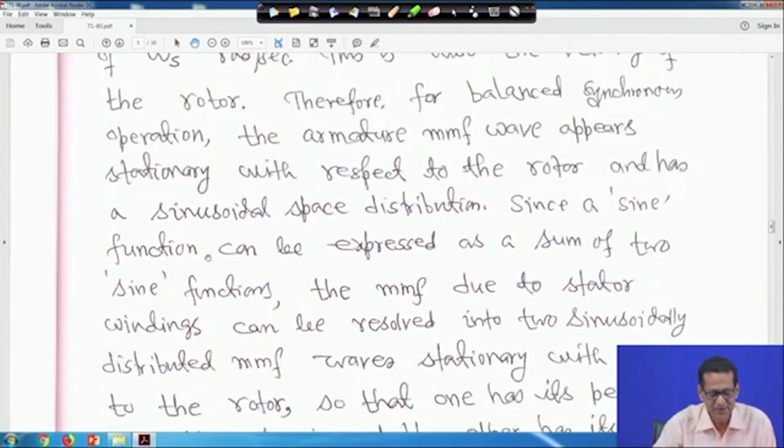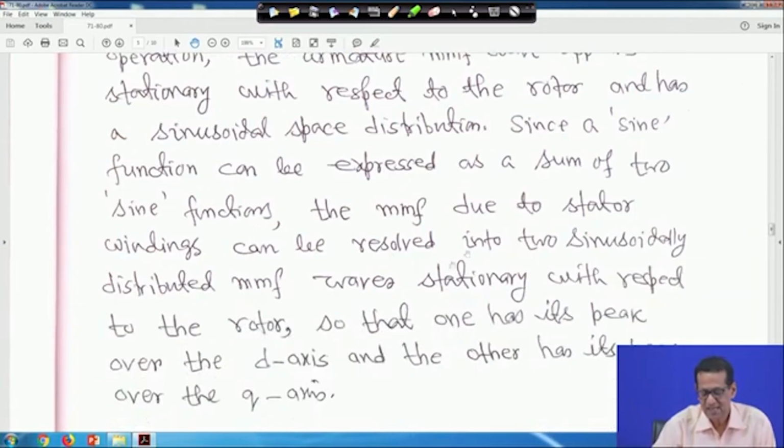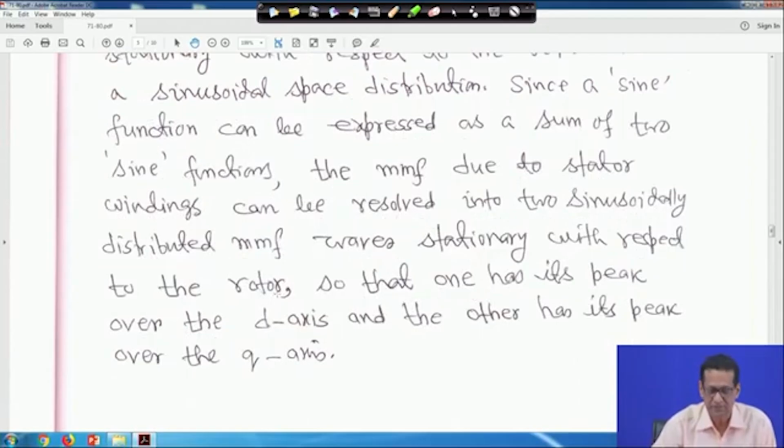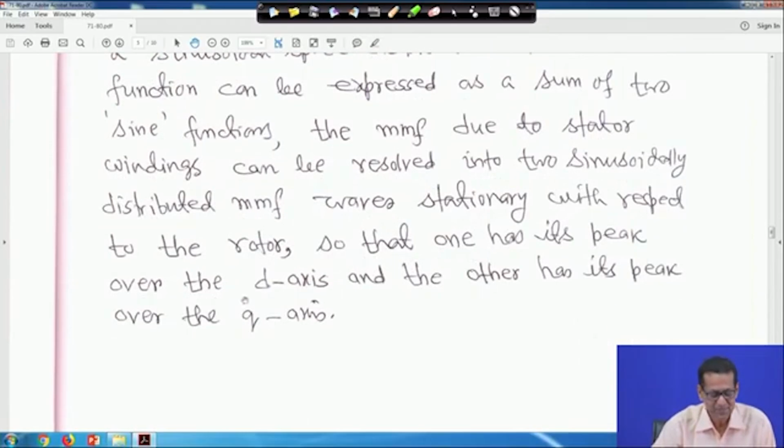Since a sine function can be expressed as a sum of two sine functions, the MMF wave, the MMF d axis, MMF q axis, this also we have seen. The MMF due to the stator windings can be resolved into two sinusoidally distributed MMF waves stationary with respect to the rotor. One has its peak over the d axis and the other has its peak over the q axis.